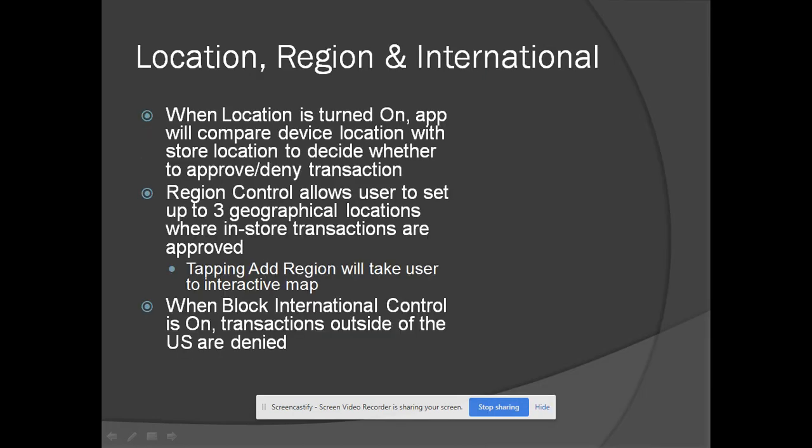When location is turned on, the app will compare the device's location with the store location to decide whether or not to approve or deny a transaction. Region control allows the user to set up to 3 geographical locations where in-store transactions may be approved. Tapping Add Region will take the user to an interactive map where they can select the locations. When Block International control is on, transactions outside of the US are denied.